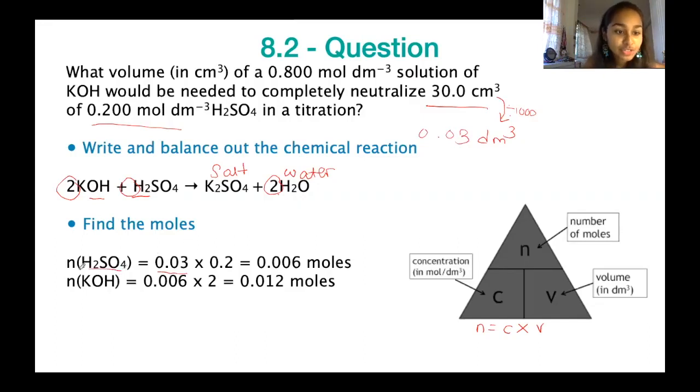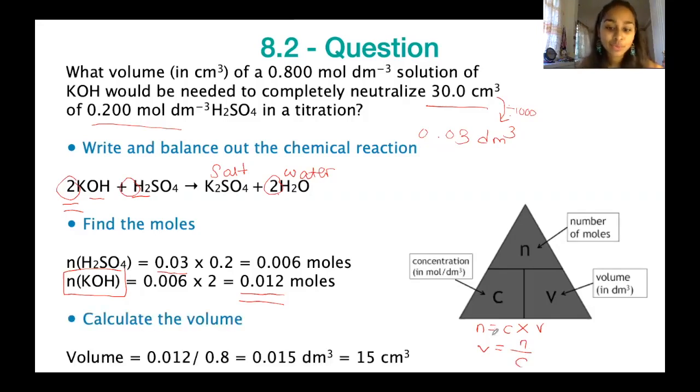Based on that, you can work out the number of moles required for potassium hydroxide, because according to our reaction earlier, the coefficient is 2, so it's going to be twice as many moles of H2SO4. So it's going to be 0.006 times 2, which is going to be 0.012 moles. Perfect. So now that we have the moles, we can calculate the volume, again using this triangle over here. So according to the triangle, volume is going to equal the moles divided by the concentration. And that's exactly what we've done over here.